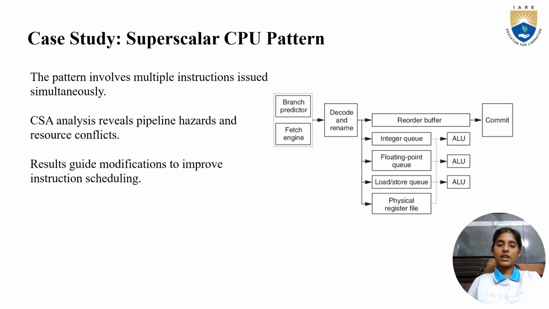Case study: Superscalar CPU pattern. The pattern involves multiple instructions issued simultaneously. CSA analysis reveals pipeline hazards and resource conflicts. Results guide modifications to improve instruction scheduling.